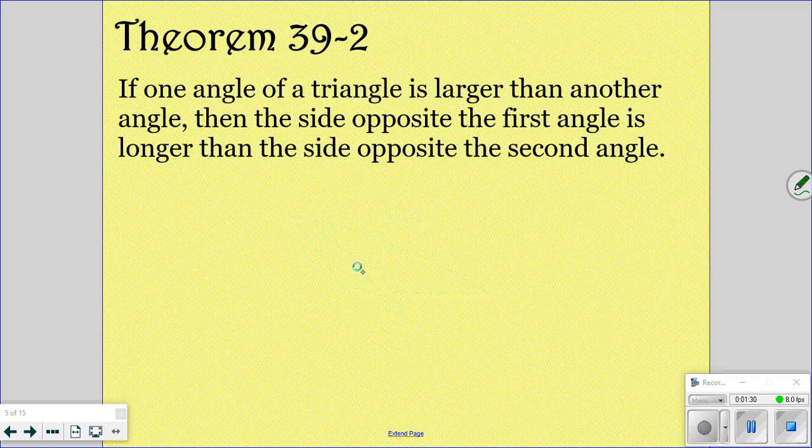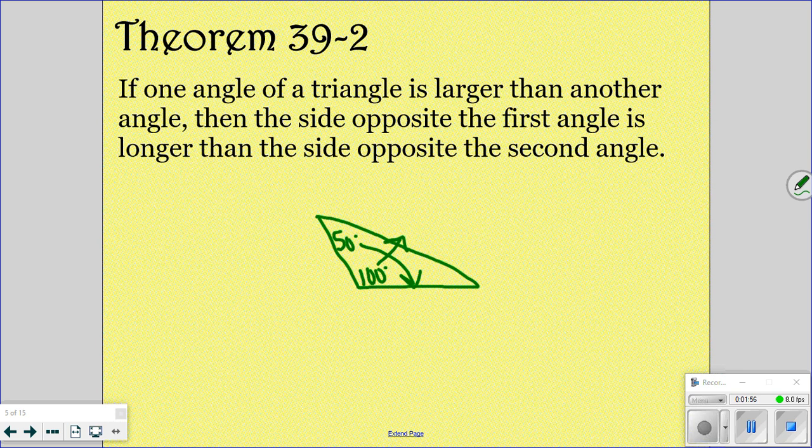Likewise, theorem 39.2, if you have one angle that's larger than another angle, the side opposite the first angle is longer than the side opposite the second angle. So if I look at this triangle here, this angle is 100 and this one is 50. So this side is going to be bigger than this one because it's opposite the larger angle.